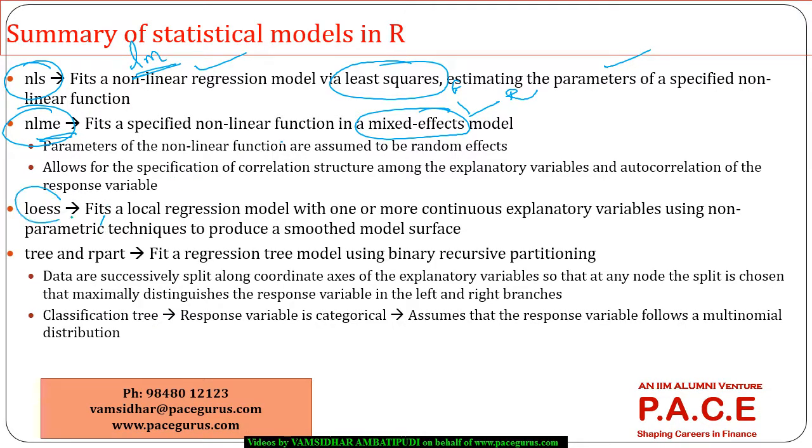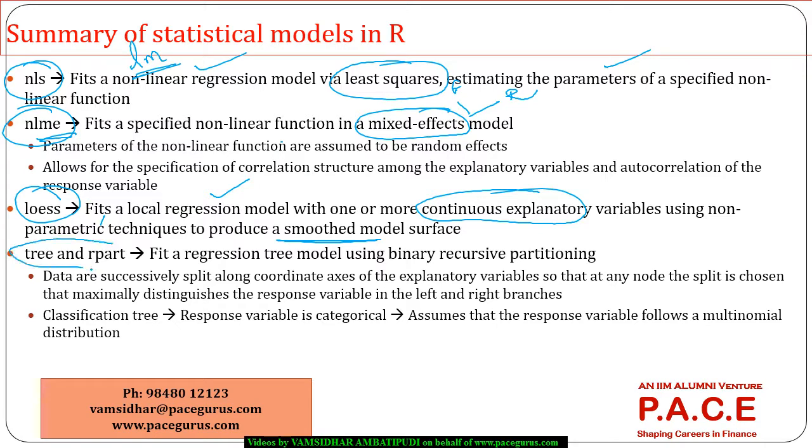Then we can also have Loess models, which is where I am fitting a local regression model and I am having one or more continuous explanatory variables, and the smoothing is also happening. So it's a regression model, but there is some level of smoothing also that is happening over the explanatory variables. In that case, I am fitting a Loess kind of a model.